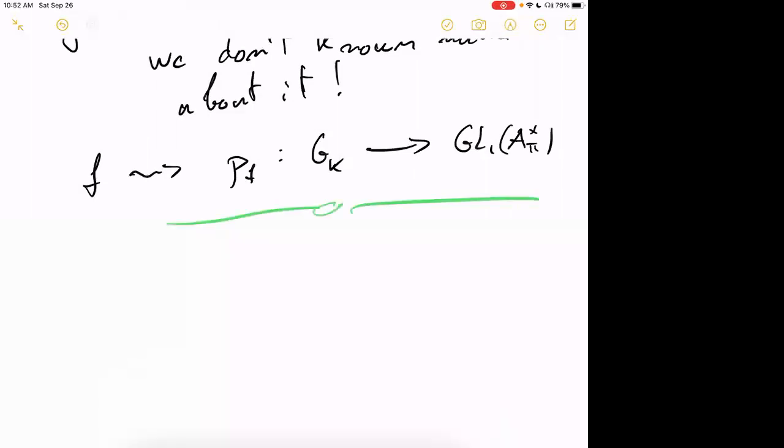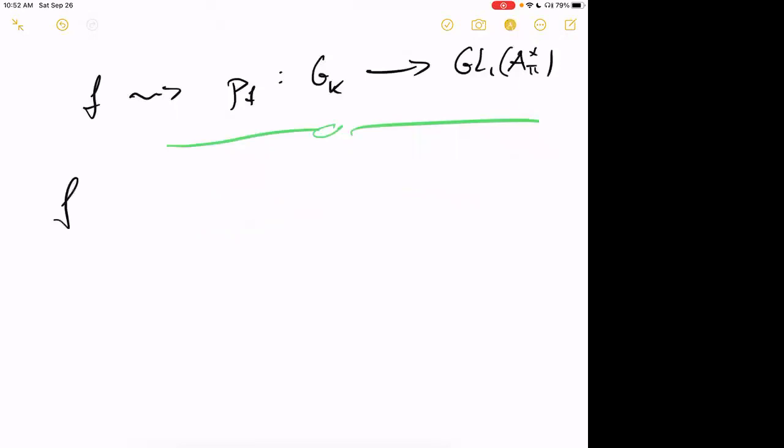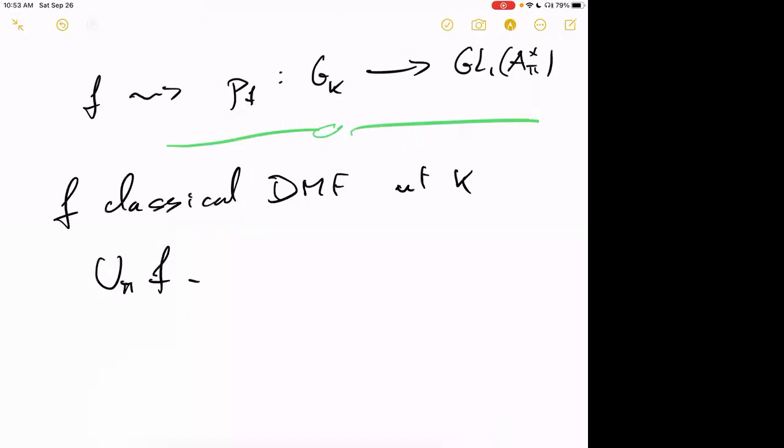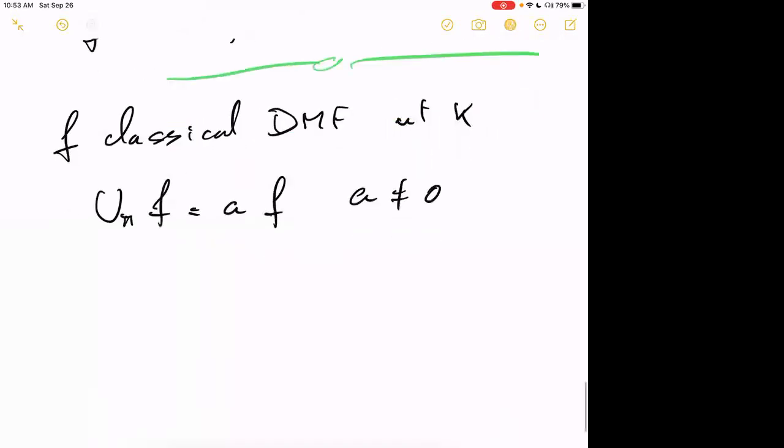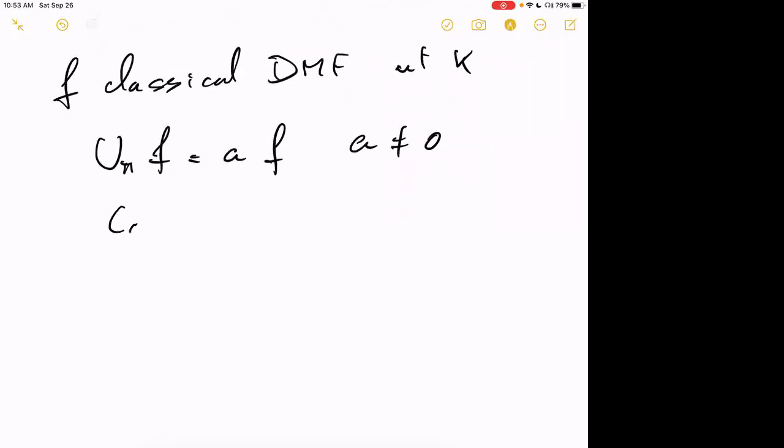So the next step is what can we say when our form is not ordinary? Now take f a classical Drinfeld modular form. We suppose that U_p of f, weight k if you want, is equal to a times f, a is non-zero. Classically, we know that if this was an elliptic modular form, thanks to Coleman theory, we could find a family of finite slope, an analytic family of finite slope overconvergent modular forms. So can we interpolate this in family?